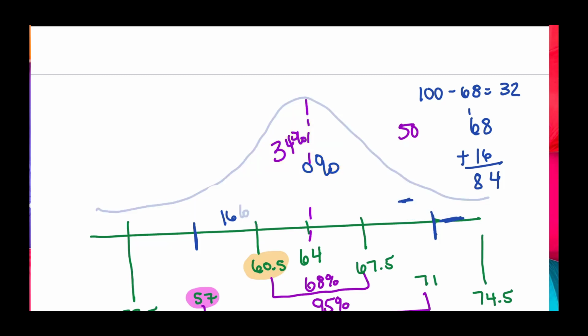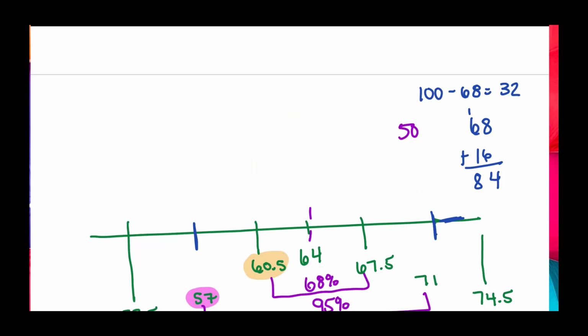All right, so I think the easiest way to do this is just to erase the curve. I'm just going to leave those highlighted.